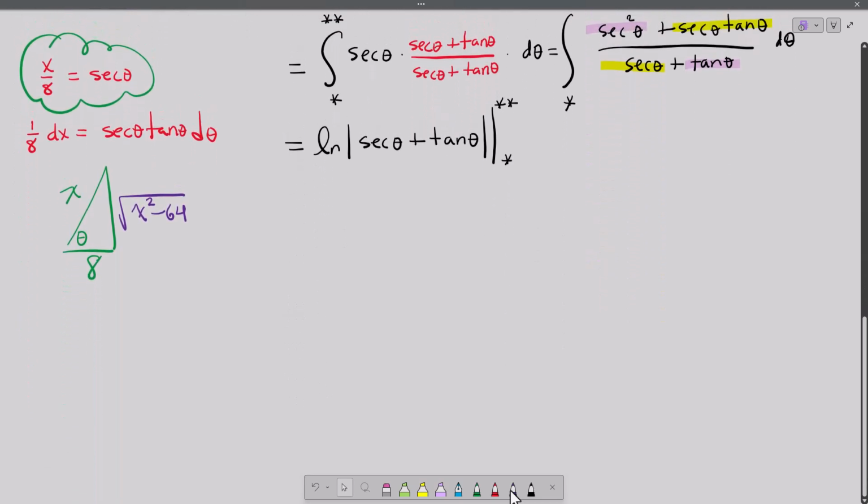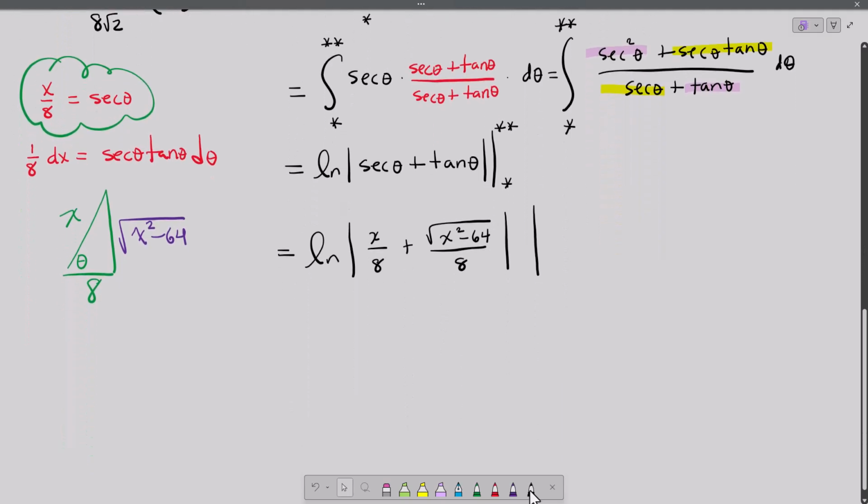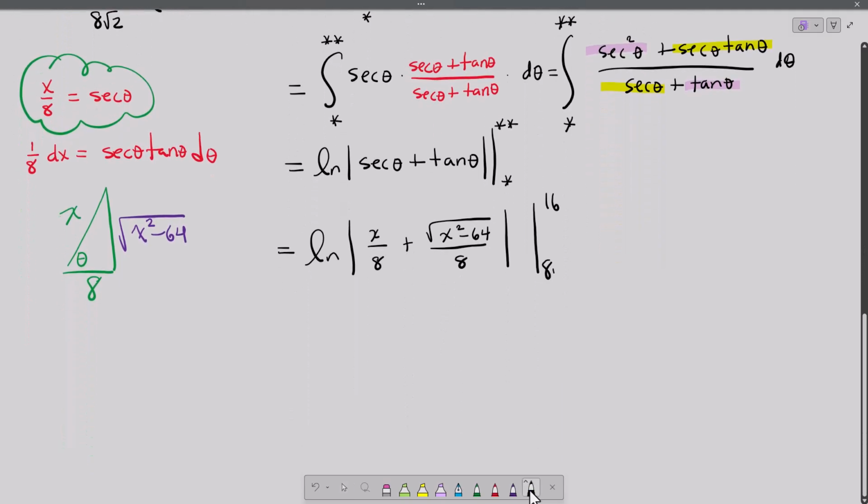So what we can do now is convert back to x's. So secant of theta is x divided by 8. Tangent of theta, if we look at our triangle, tangent is opposite over adjacent. So tangent of theta is going to be the square root of x squared minus 64 all divided by 8. And then our limits of integration, we go back to what they were with x's, which was 8 root 2 and 16. So we are there. That's going to be fun to evaluate.